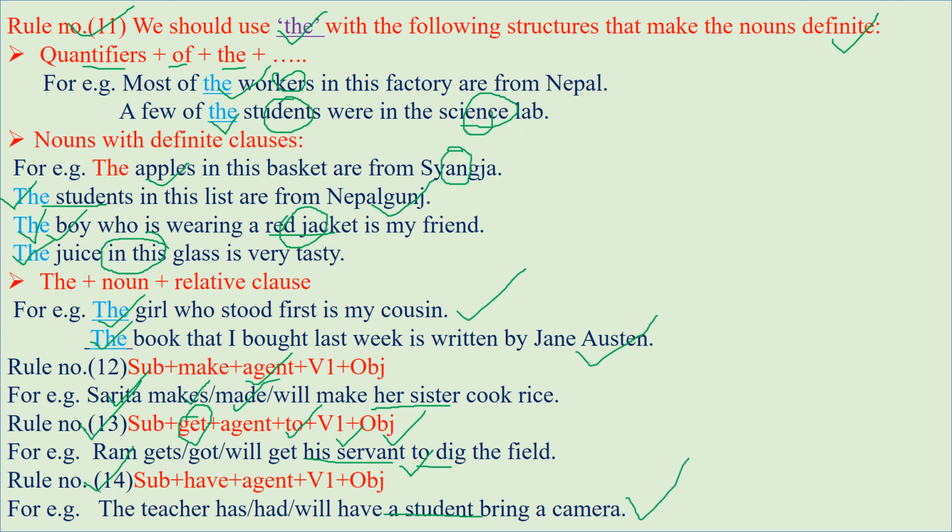So if there is make, have, has, had, then we should not use to before the verb. But if there is get, got, will get, then we should use to before the verb.